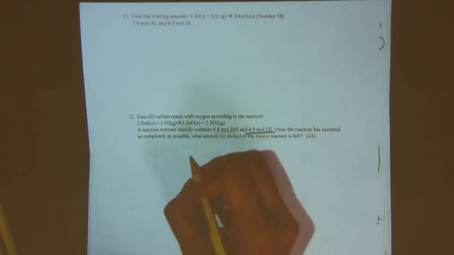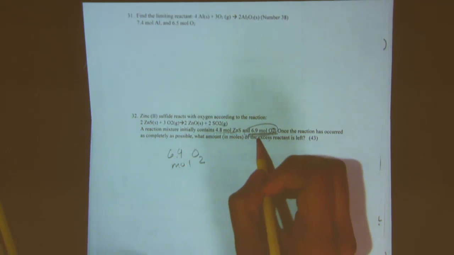So usually what you do when you find the excess reactant is you first find which the limiting reactant is, right? They gave us two reactants right here. They gave us zinc sulfide, and they gave us oxygen, right? So from here, you're going to first find out what the limiting reactant is. That affects your results, right? In this case scenario, the limiting reactant was O2, okay? So 6.9 moles of O2 was the limiting reactant.